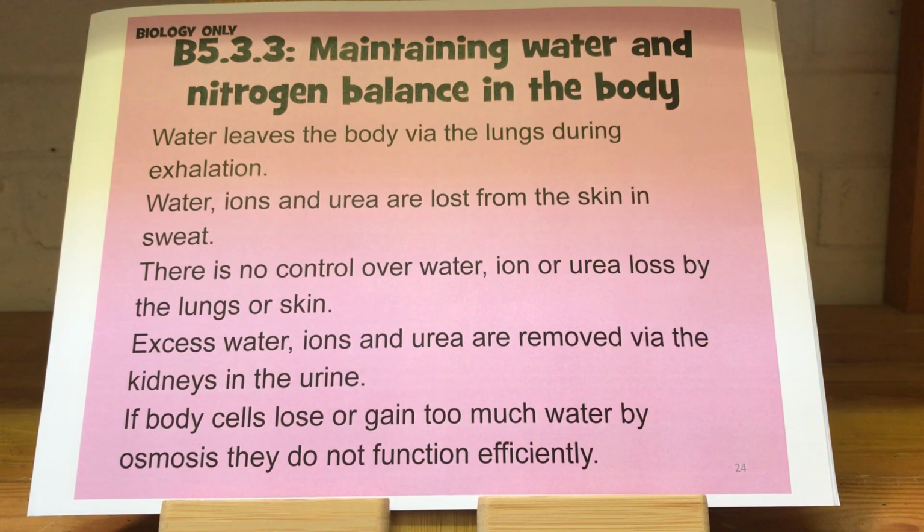Excess water, ions and urea are removed via the kidneys in the urine, and that's what we're going to talk about. And it's really important that cells don't lose or gain too much water by osmosis, because then they can't function efficiently. So that goes back to the importance of homeostasis.